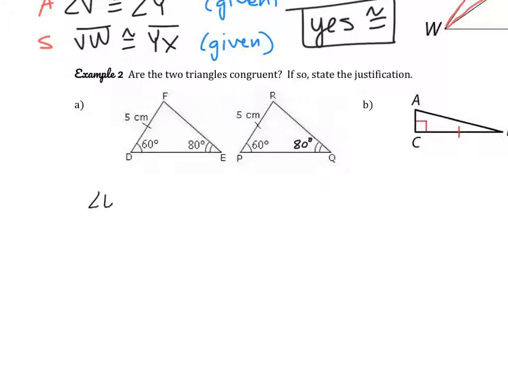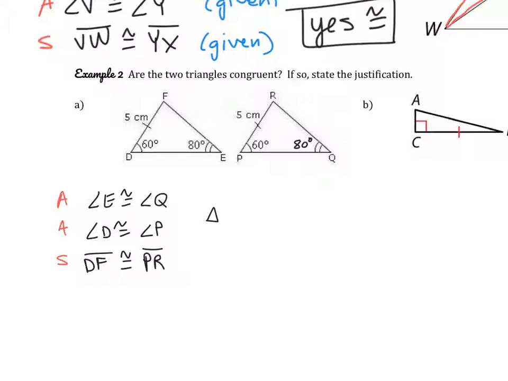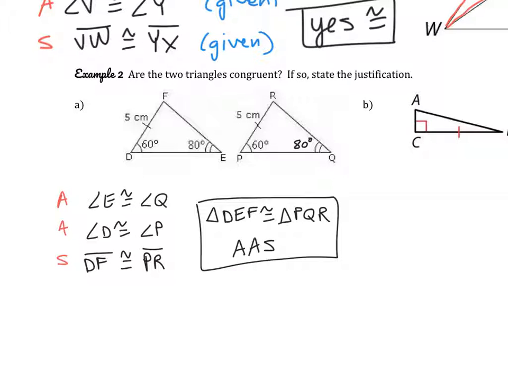We can say angle E is congruent to angle Q, angle D is congruent to angle P, and segment DF is congruent to segment PR. So again, here we have two angles and a side. So we would say that triangle, let's make sure we have an accurate statement, DEF is congruent to triangle, make sure you match up the corresponding parts, it must be PQR because of angle, angle, side. And there you go.